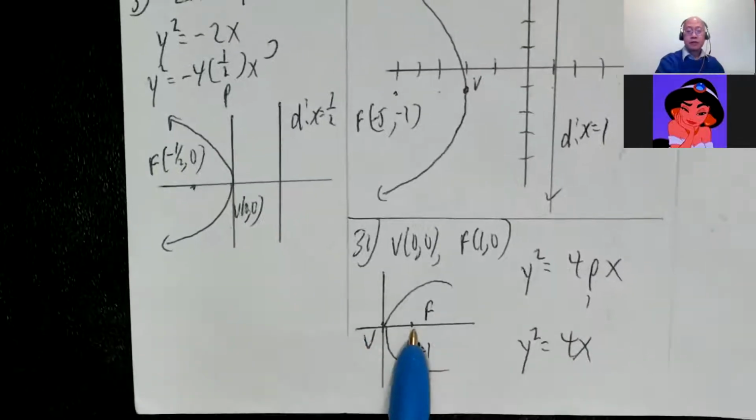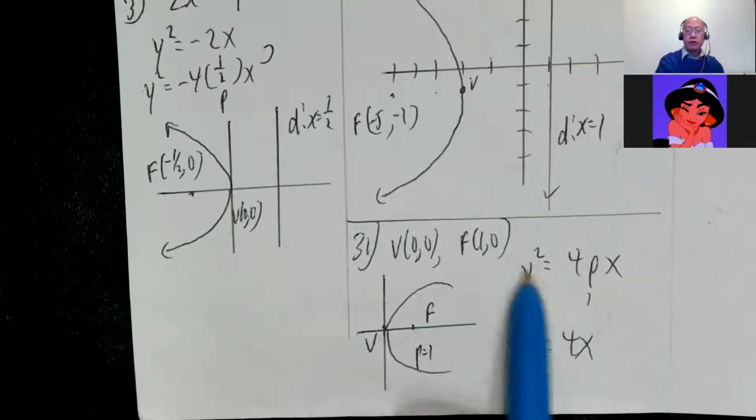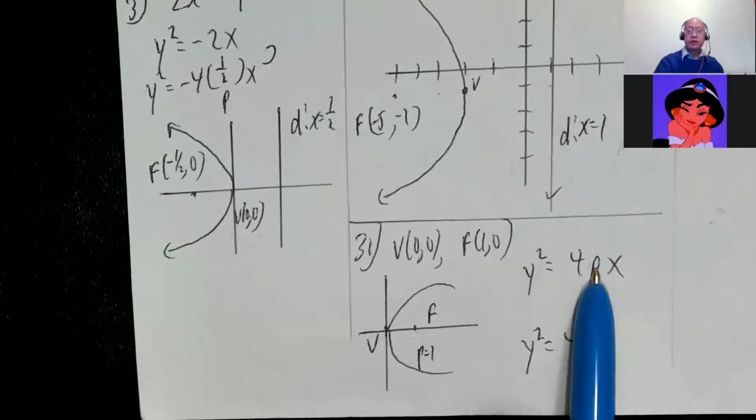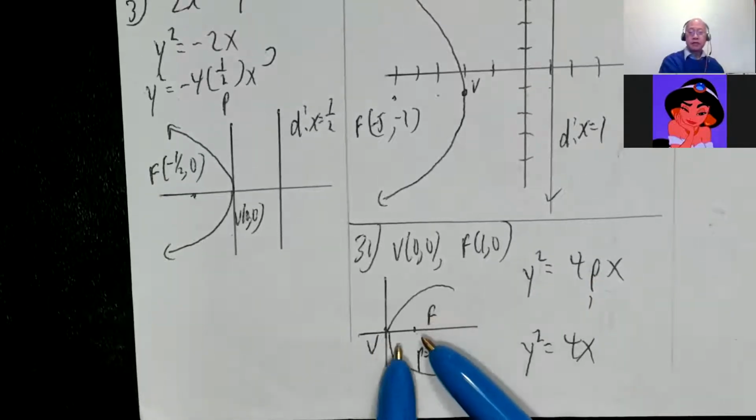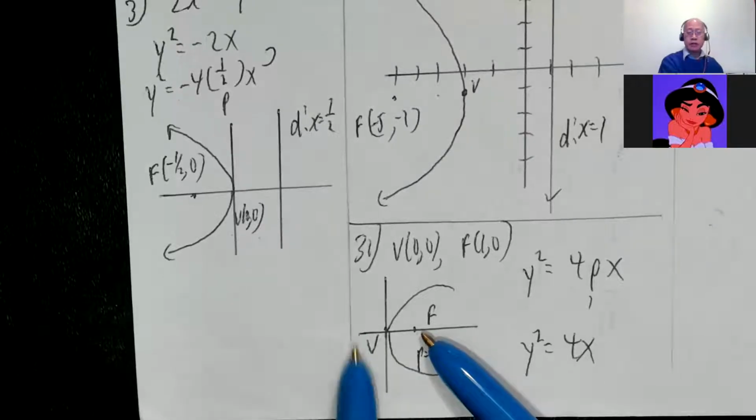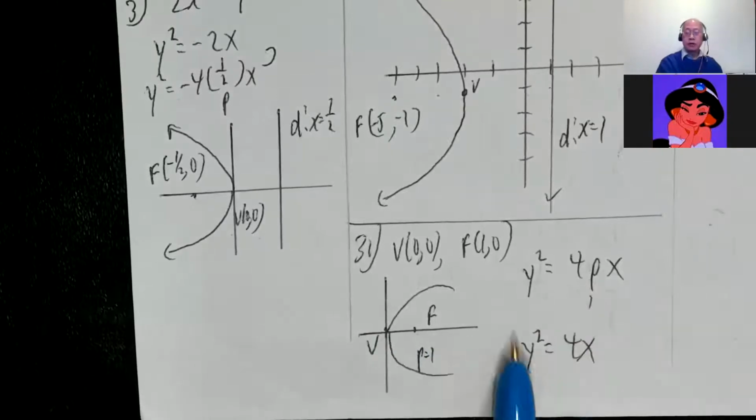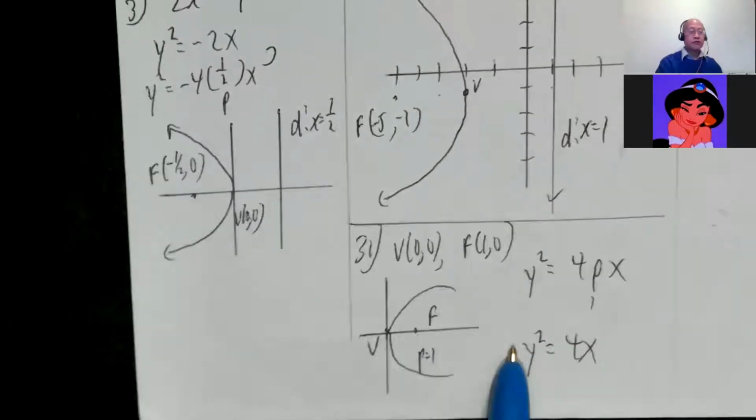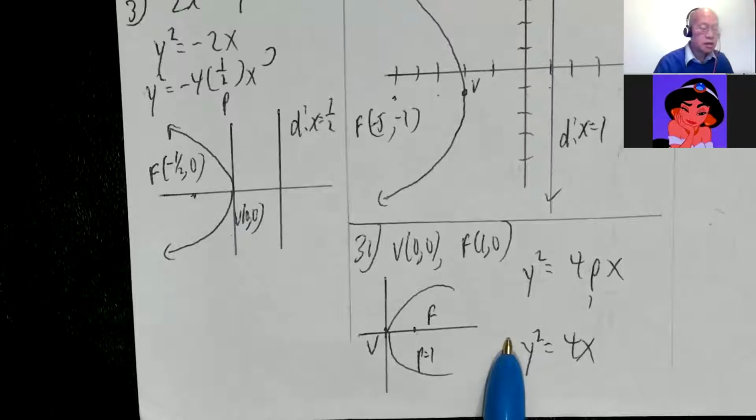Let's see, where am I? So p is 1. Y squared equals 4px. So how do you know p is 1? Well, p is the distance from the vertex to the focus. And yes, there is a directrix over here. They don't ask us to do that. They just want the equation. So just put a 1 in here. So the equation is simply y squared equals 4x. That's all there is to it.